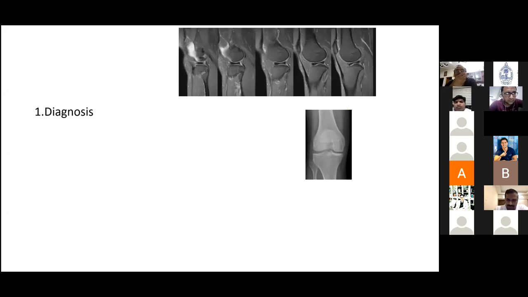If it is torn, the signal change has to communicate either superiorly or inferiorly. If it communicates to only one surface, you call it a grade 2 tear, and if it communicates to both surfaces, it is known as a grade 3 tear. Here, in the coronal section, there is no triangle. You are seeing the meniscus continuing. So what is the diagnosis? Discoid meniscus.